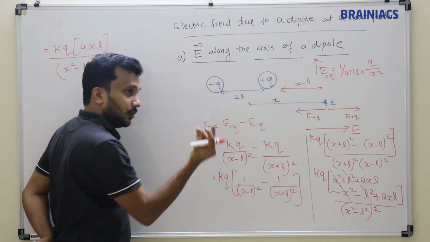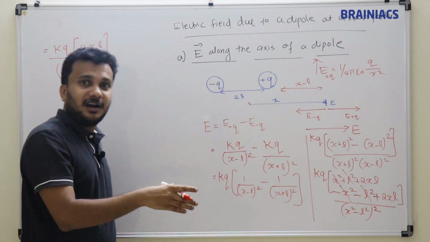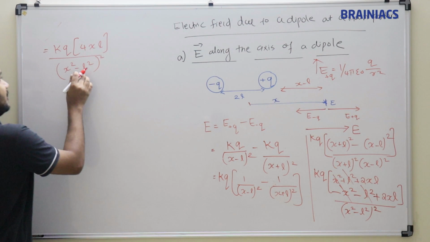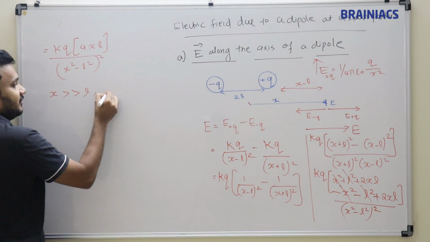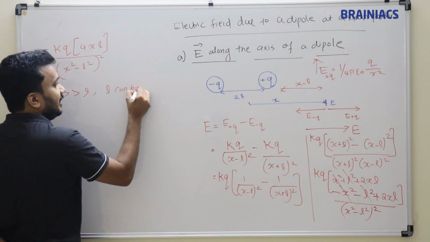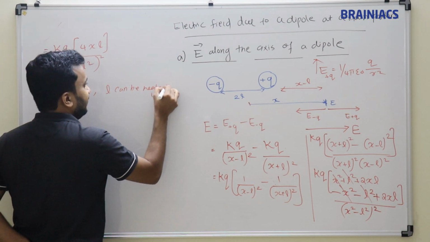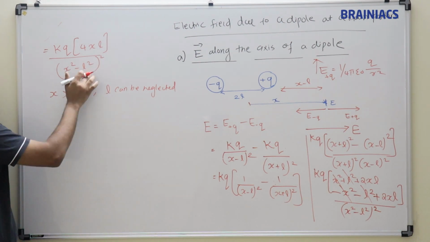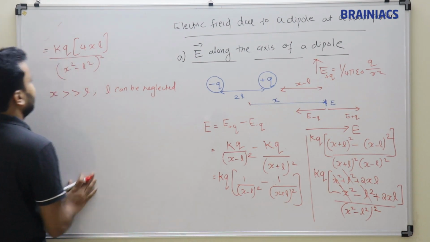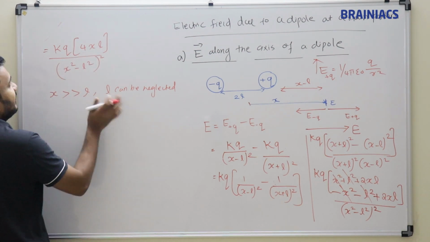So 2L is shorter, and L is again half. So again it's very small. So here I can say x is much greater than L. In this case L can be neglected, because compared to x, L is a very small value, and we are taking the square of that value, which means again very small. So L can be neglected.